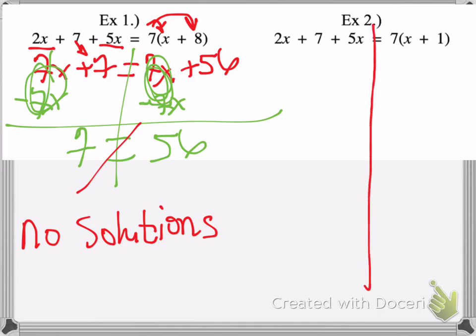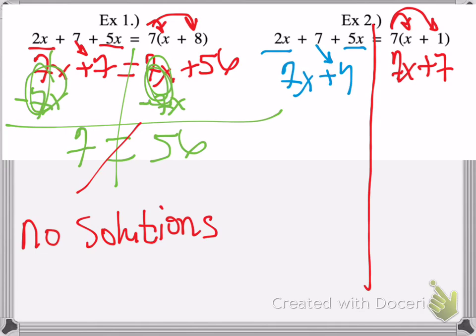On the second one, same thing. We're going to multiply it out. We're going to distribute first. So 7 times x is 7x. 7 times 1 is 7, so plus 7. After we distributed just now, we're going to combine like terms. 2x and 5x make 7x, and we still have this plus 7. Well, now we have 7x plus 7 and 7x plus 7. You know that that's an equality.